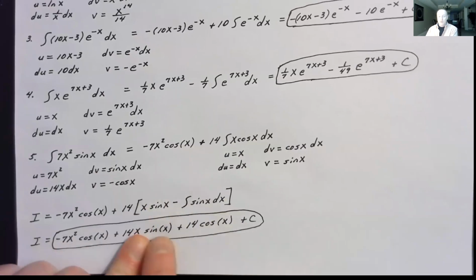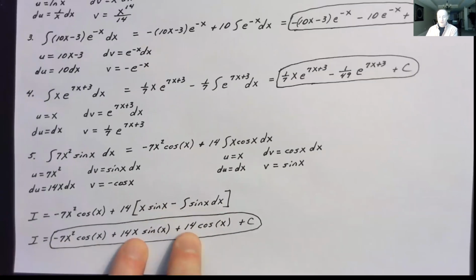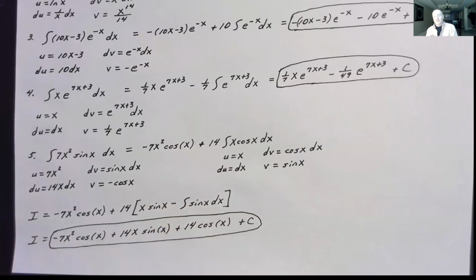And then I distribute the 14 to both of my last two terms, and I get 14x sine x plus 14 cosine x, added to what I'd already brought out, and the constant of integration for your final answer there.